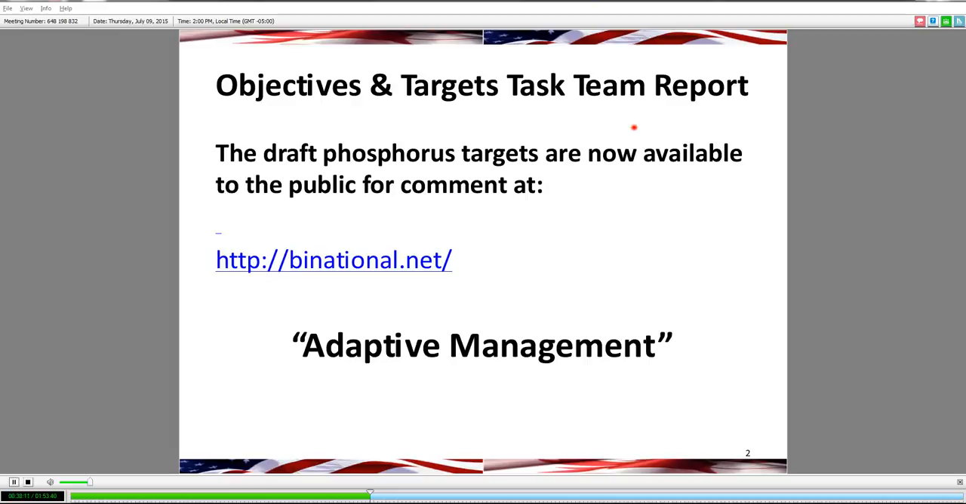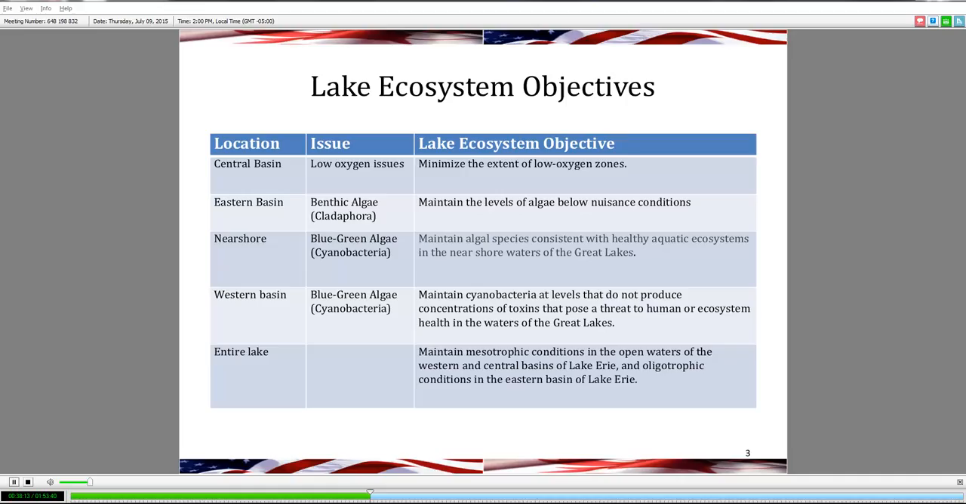All the recommendations have to be based on science, and we didn't feel comfortable at this point that the science was good enough to make recommendations on reducing phosphorus to combat Cladophora in the Eastern Basin. We also focused on the near shore area of the lake, and then we focused on the open waters of the Western Basin.